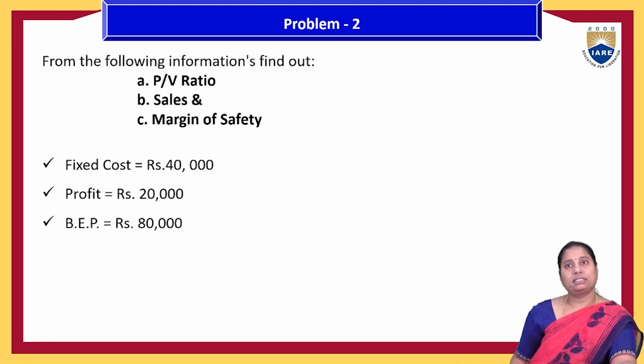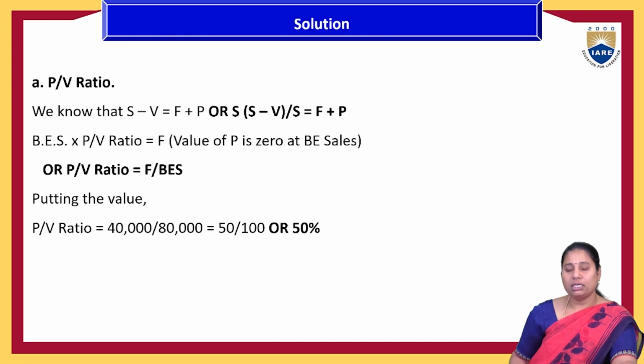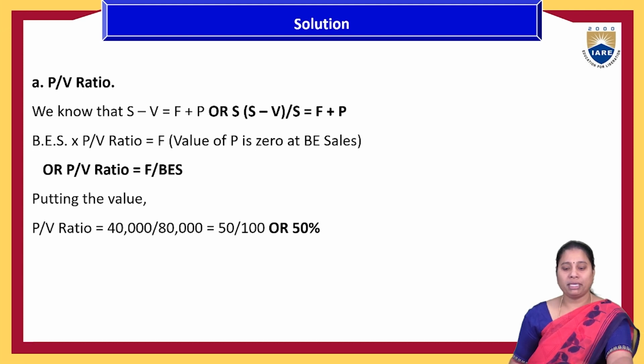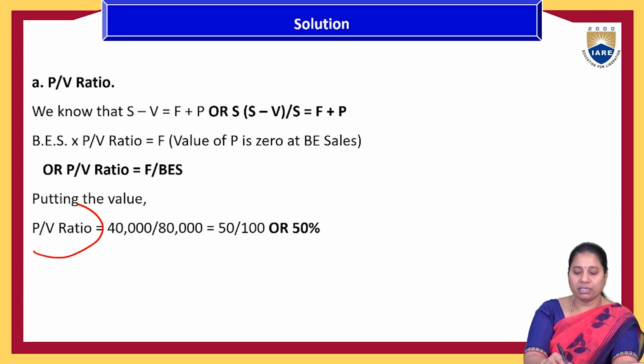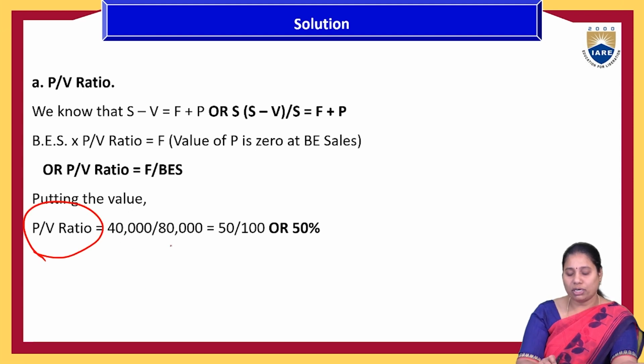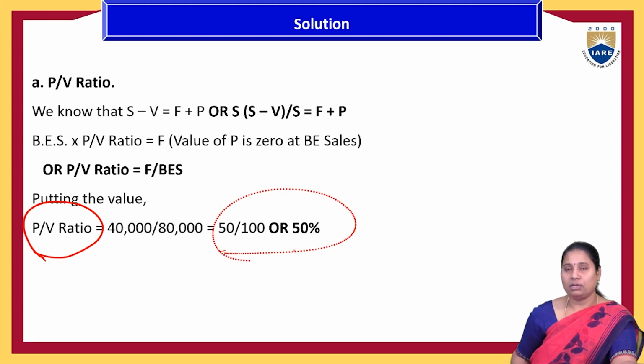And if we have seen this, the next problem: from the following information find out P/V ratio, sales and the margin of safety. The information provided to us is fixed cost, profit and the break even point. P/V ratio is a formula that can be calculated with the help of sales minus variable cost is equal to fixed cost plus profit, or sales into sales minus variable cost divided by sales is equal to fixed cost plus profit. So break even sales can be calculated by using the P/V ratio is equal to fixed cost divided by the profits, then it becomes 50%.